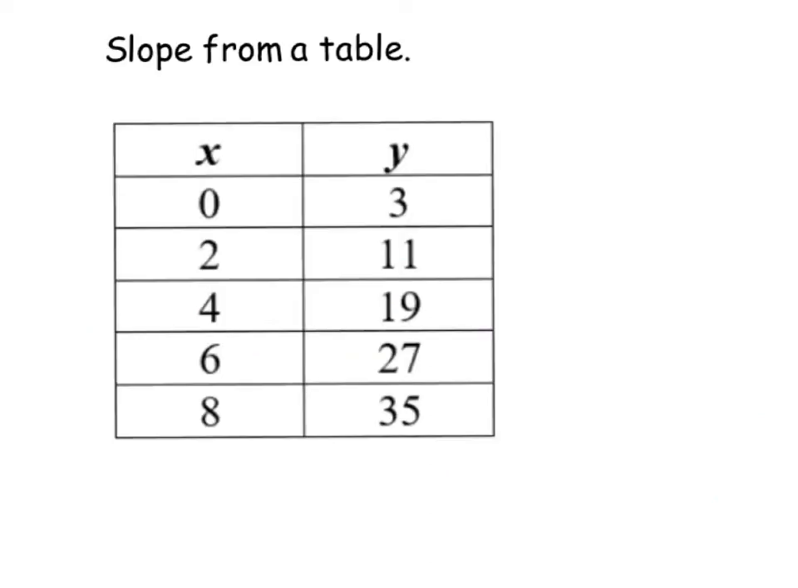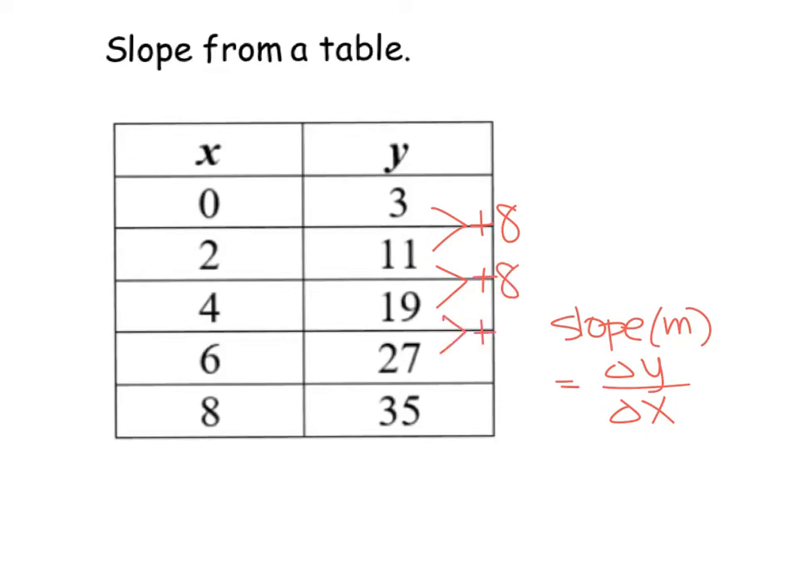In our next method, we are going to calculate slope from a table. So the formula that we're going to be using is change in y over change in x. And what I need to be careful with in the table is that I am going up at a constant rate of change in both the x and the y. So in y, I am going up 8 between successive y values. And when I check over on the x values, I'm going up 2 in successive y values.